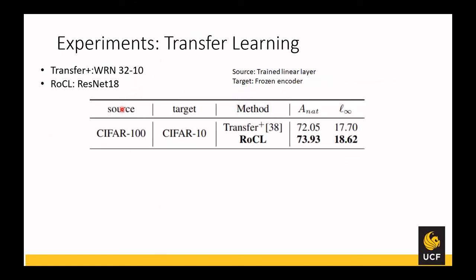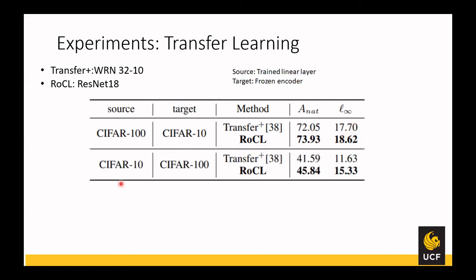So here what they did, they have a source that's the trained linear layer and a target that's the frozen encoder. So for this experiment, they trained the linear layer using CIFAR100 data on top of the frozen encoder that was trained with the CIFAR10 data. They considered two different methods. This transfer plus method used a wide residual network, and then ROCL that used a ResNet 18. And they have the accuracy for the clean images, and you can see ROCL had better accuracy than transfer. And then also with attacked images, ROCL had better accuracy than transfer plus.